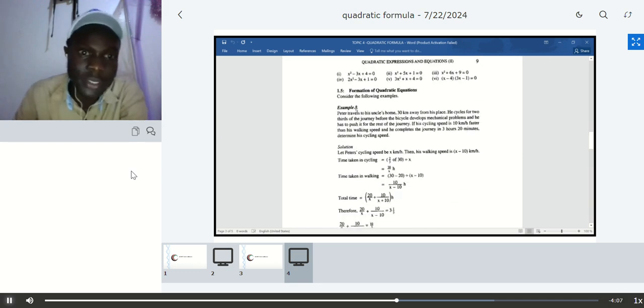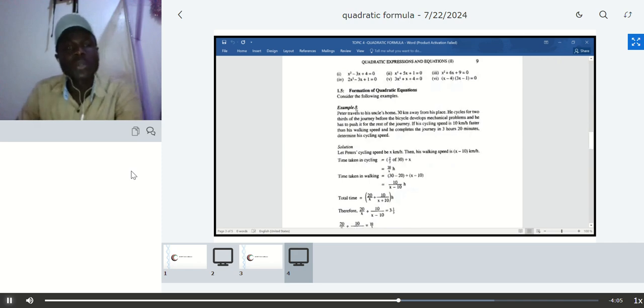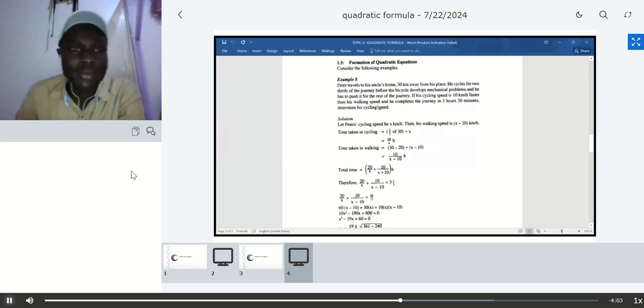Now we move to formation of quadratic equations. We consider the following examples. Peter travels to his friend Angel's home 30 kilometers away from his place. He cycles for 2/3 of the journey before the bicycle develops mechanical problems and he has to push it for the rest of the journey. If his cycling speed is 10 kilometers per hour faster than his walking speed and he completes the journey in 3 hours 20 minutes, determine his cycling speed.